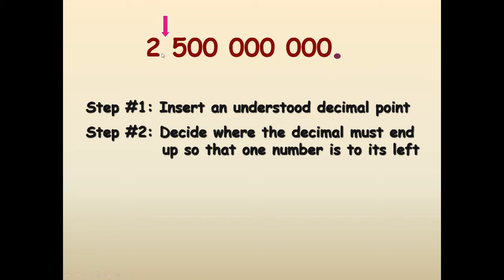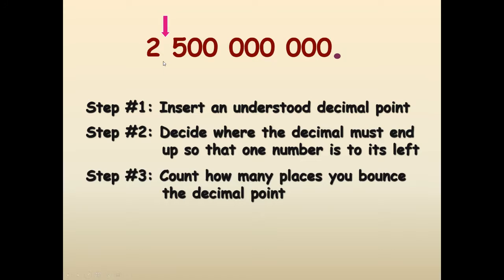Because remember, the number that we're making is the m, and the m is the coefficient, which has to be between 1 and 10. So I can't put the decimal there, because then that number would be 25, which is greater than 10. I can't put the decimal in front of the 2, because then that would be 0.25, and that's less than 1. It has to be between 1 and 10. So we move the decimal until there's only one place to the left. So this is where the decimal is going to go.